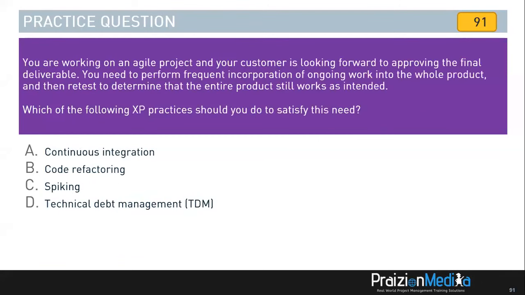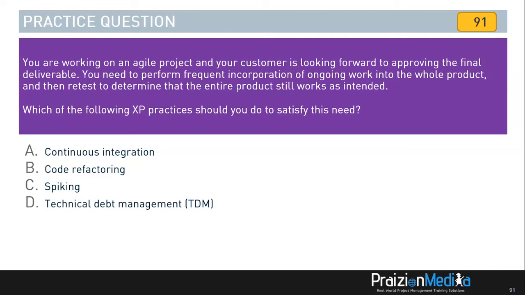Let's move on. You are working on an Agile project and your customer is looking forward to approving the final deliverable. You need to perform frequent incorporation of ongoing work into the whole product and then retest to determine that the entire product still works as intended. Which of the following XP practices should you do to satisfy this need? Okay, hit the pause button if you need more time.